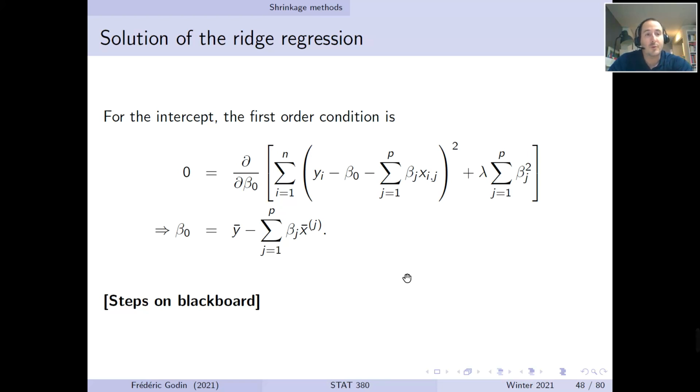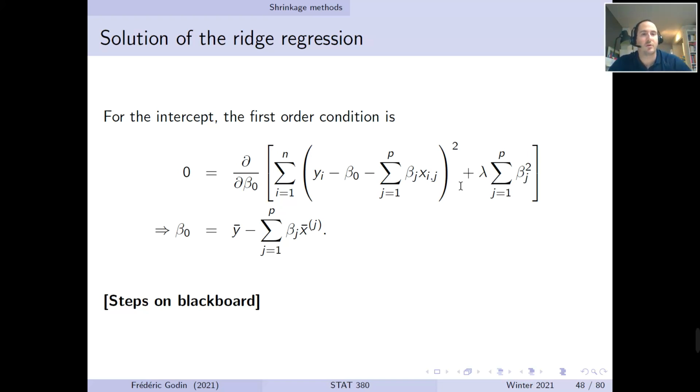So we will do that in 2 different steps. The first step will be to find beta 0, and the second step will be to find all the other betas. And the reason why we have to do that is that beta 0 is not found in the penalty here, so it must be treated a bit differently than other parameters. Okay, so we start by finding beta 0.